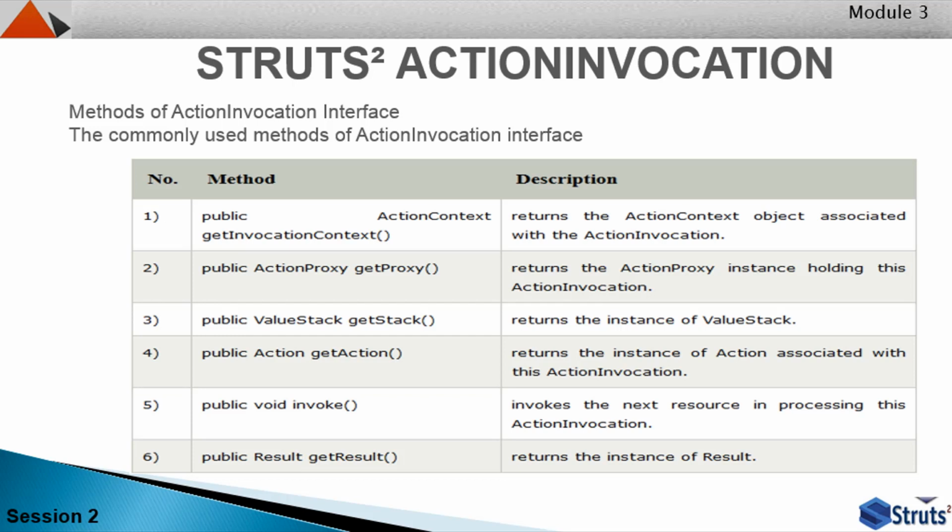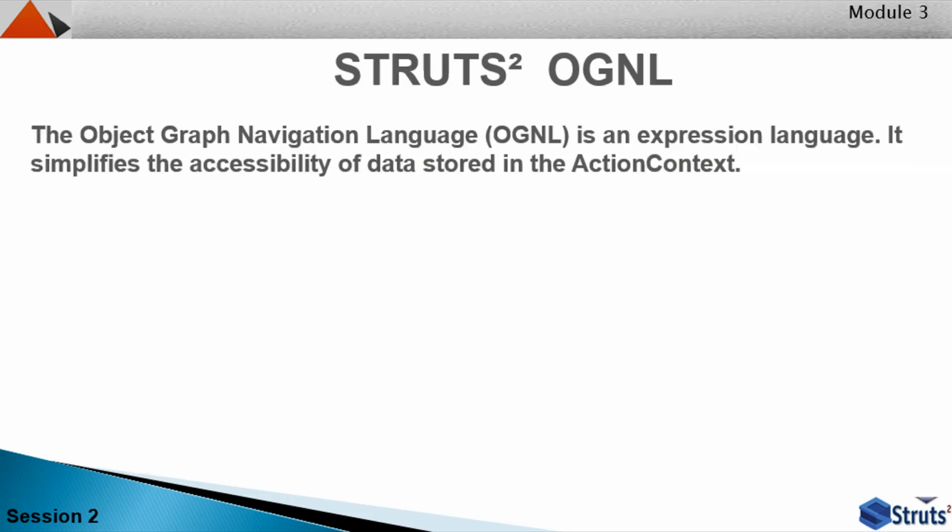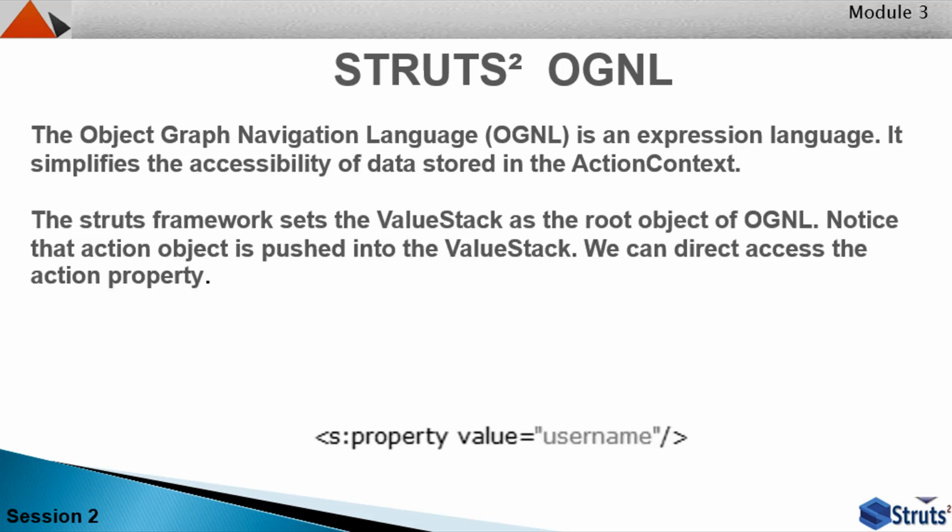Struts 2.0 OGNL. The Object Graph Navigation Language, OGNL, is an expression language. It simplifies the accessibility of data stored in the action context. The Struts framework sets the value stack as the root object of OGNL. Notice that the action object is pushed into the value stack, so we can directly access the action property.